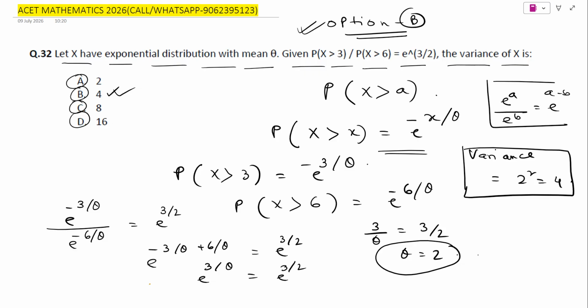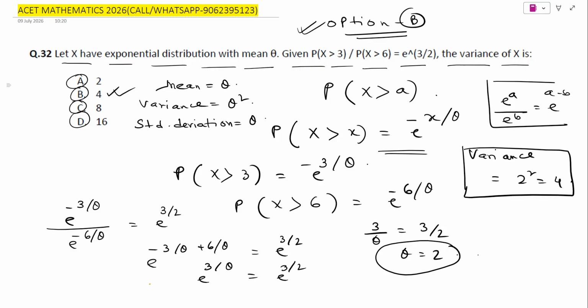Just remember the sequence. Mean is theta. Variance is theta square, and standard deviation is theta. Now notice something interesting. For the exponential distribution, mean is equal to the standard deviation. This is a unique property and this is frequently tested in competitive examinations.